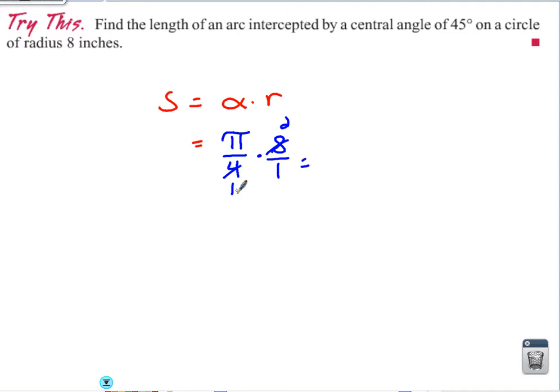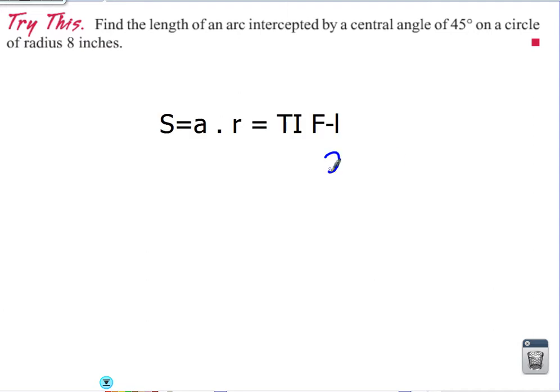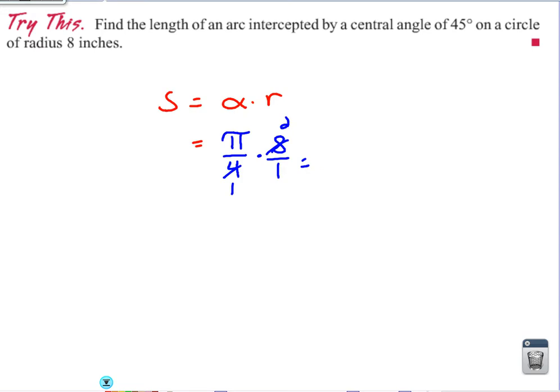Whoa, let's undo that. I have no idea what happened. 2 pi, or about 6.28. So you have a 45-degree angle, a radius of 8 inches, and you want to know what's that arc length that's cut off. It's about 6.28 inches.